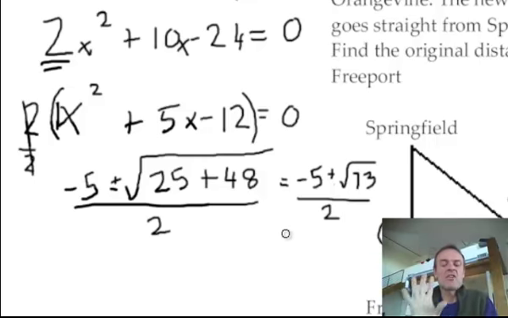Just leave it like that. That's all we need, alright? All I'm saying is there's only one answer to this, because it's a proper answer. I can't really have a minus answer for a distance. So negative 5 plus the square root of 73 over 2 is fine. That's it. Okay?